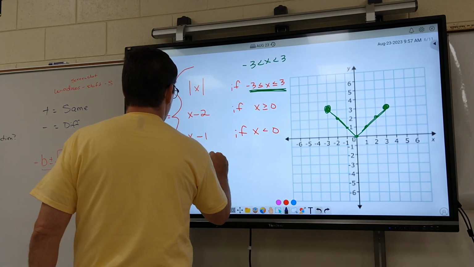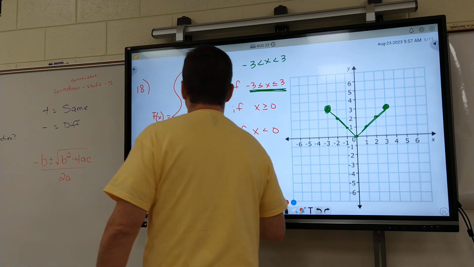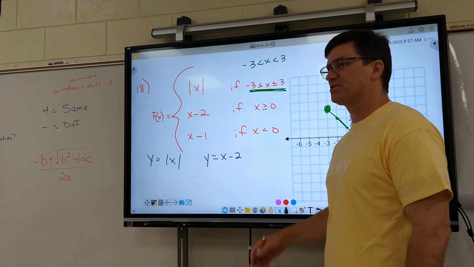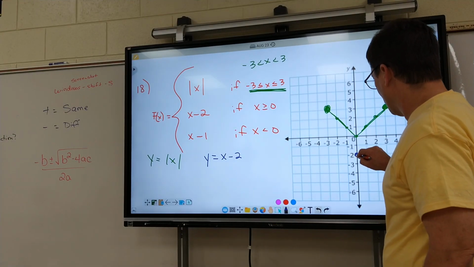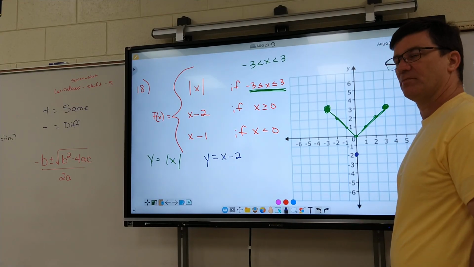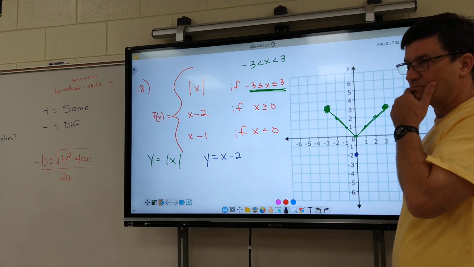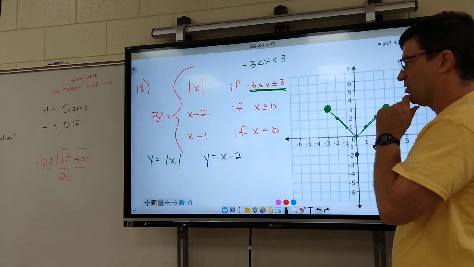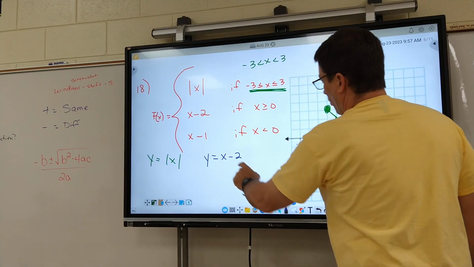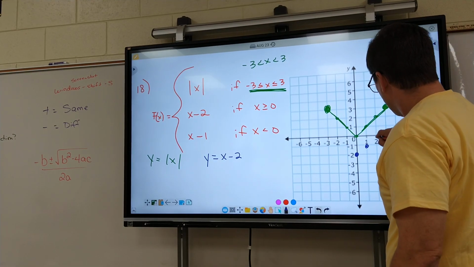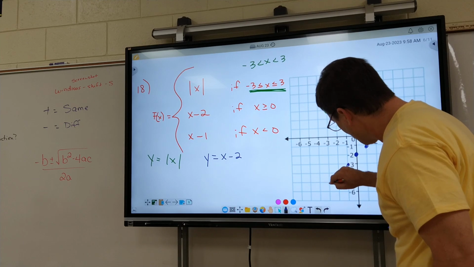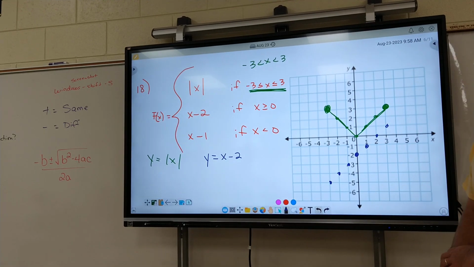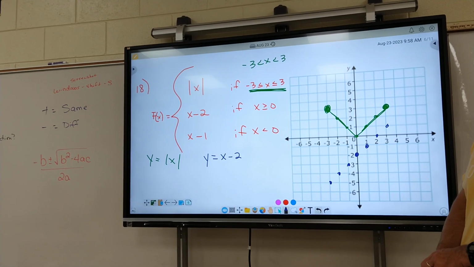All right, next one, y equals x minus 2. The next one should be easy to graph. Where do I start? What's my starting point? Negative 2, so I start right here with a big point. And what's our rise over run? 1, so I go up 1 over 1. So I got all these points going that way, and all these points going down. All right, that's the easy part.